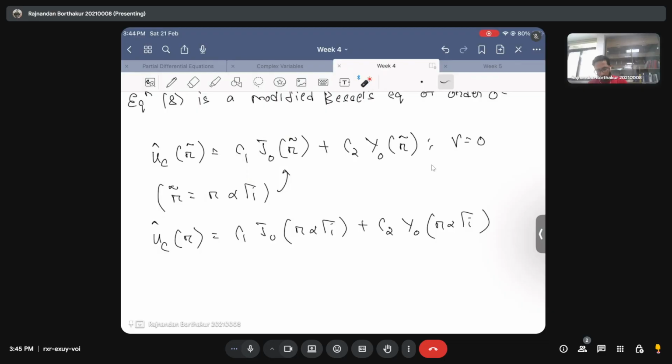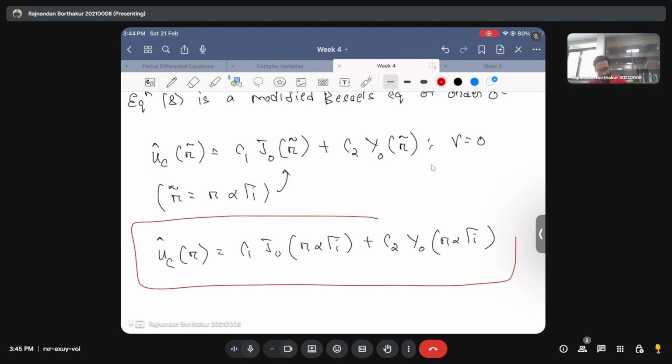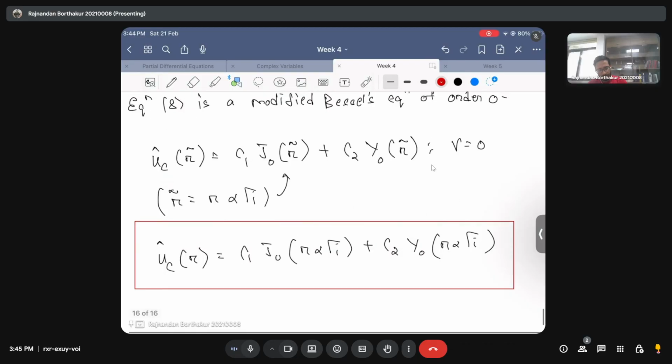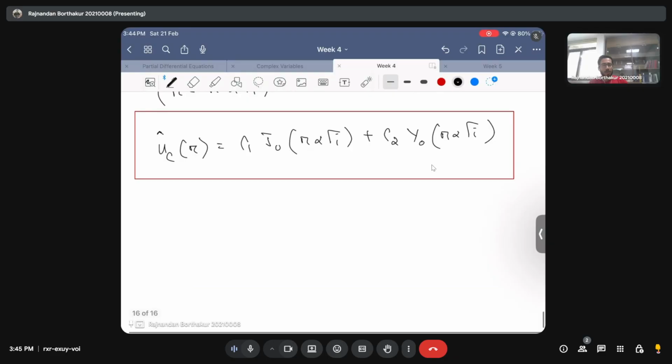Okay, so that's the solution of your complementary function, where c1 and c2 are some arbitrary constants, and as I said, J0 and Y0 are the modified Bessel functions of order 0. Now in this, we'll apply one of the boundary conditions. Remember, there was a boundary condition which was the boundedness boundary condition.